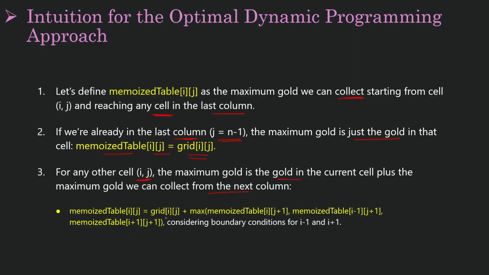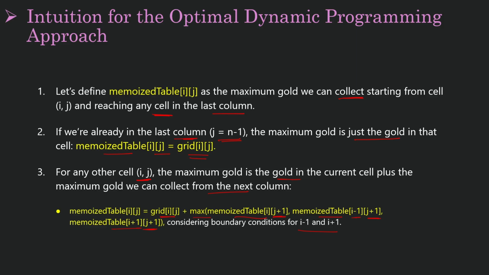Memoized table at I cross J equals grid at I cross J plus the maximum of memoized table at I cross J plus 1, memoized table at I minus 1 cross J plus 1, memoized table at I plus 1 cross J plus 1, considering boundary conditions for I minus 1 and I plus 1. Since we can start from any row in the first column, we need to compute memoized table at I cross 0 for all rows I and take the maximum.